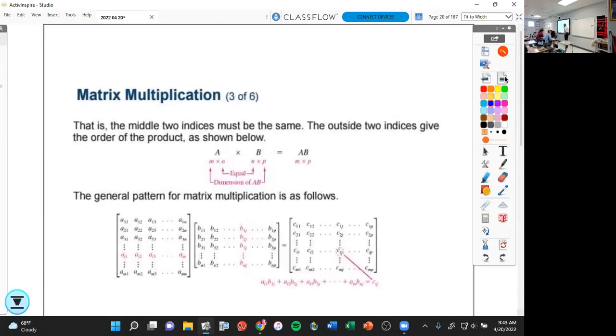Okay, now here's the picture. I said it's kind of messy here. So if the middle two indices are the same, then we can multiply them. The outside two indices give the order of the product as shown below. So, and there's a beautiful example. It's terrible. Let's look at numbers.